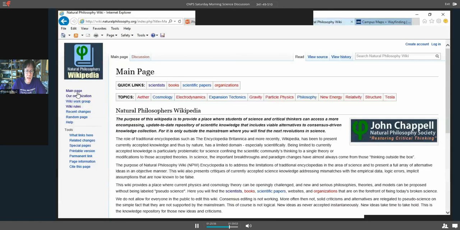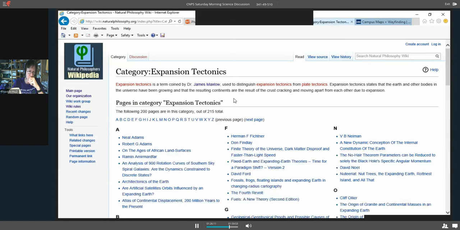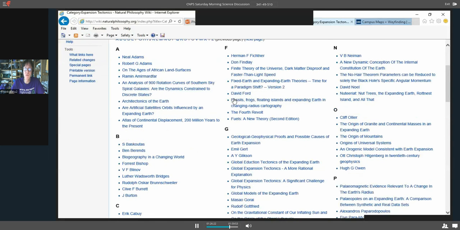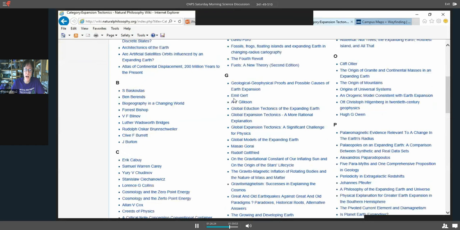The other thing I did was I allowed us to use the topics we already had in our database. Every person, every article, those kinds of things had topics. So if you click on expansion tectonics there, everything that had been linked to expansion tectonics in our database is here. You'll find people, books, and abstracts. I actually have every abstract in our database in here.